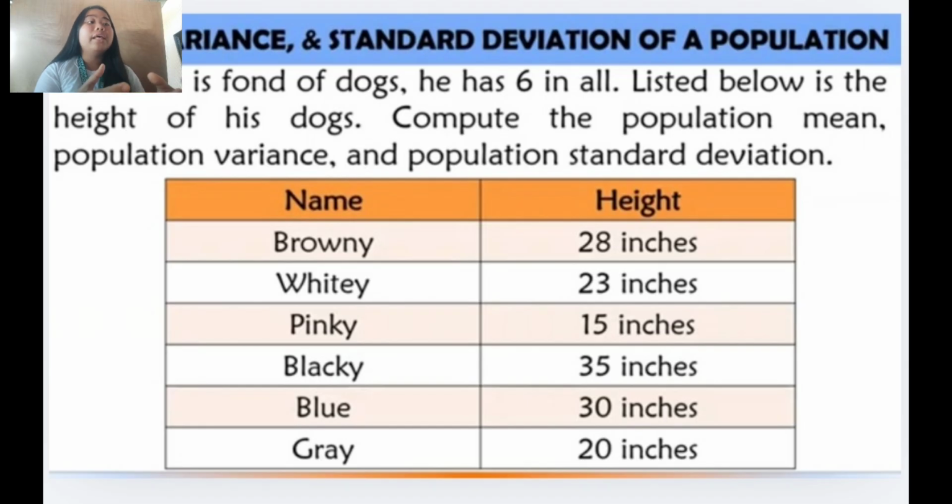So, problem. Denison is fond of dogs. He has 6 in all. Listed below is the height of his dogs. Compute the population mean, population variance, and population standard deviation. So, Denison has six dogs, and the names of his dogs are Brownie, Whitey, Pinky, Blackie, Blue, and Gray.